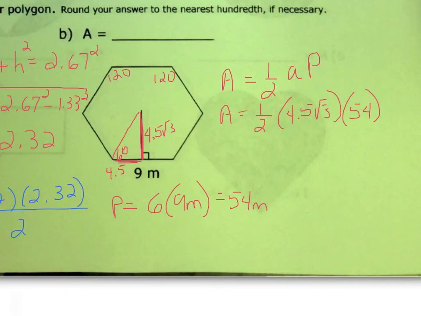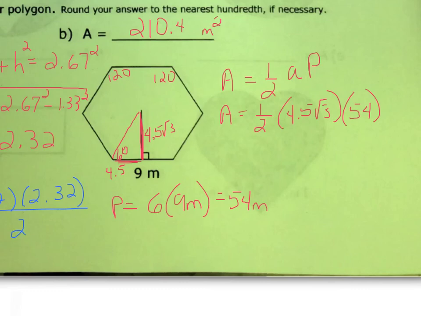Now, when you put that into the calculator, 0.5 times 4.5 square root of 3, move to the right, and then times 54, that is 210.44, and that is 210.4 when you round it to the tenths place. What did you do? I just put everything into the calculator: 0.5 times 4.5 square root of 3 times the perimeter, which is 54. So the answer is just 210?